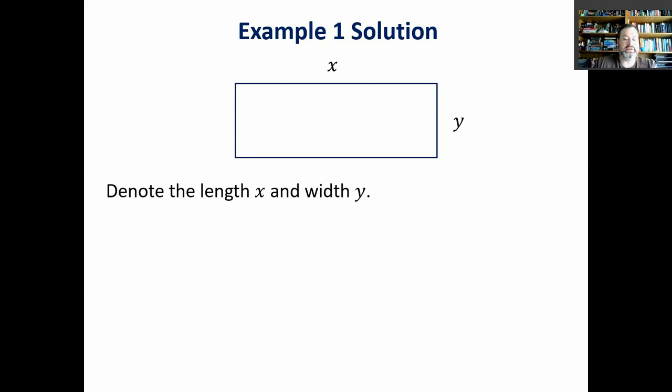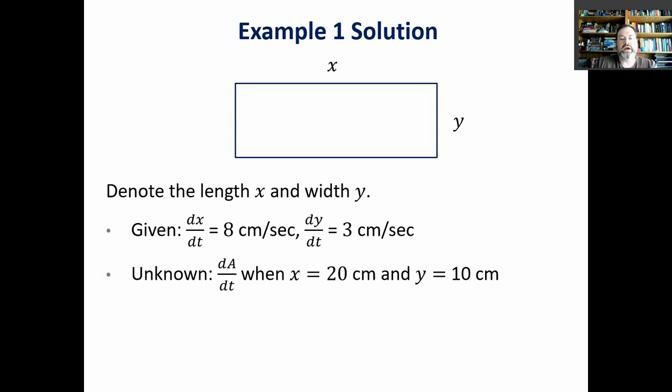Now we have to relate. So we'll write down what's known and what's unknown. Here we're given dx/dt is 8, dy/dt is 3. What are we trying to find? We're trying to find the rate of change of the area when x is 20 and y is 10.